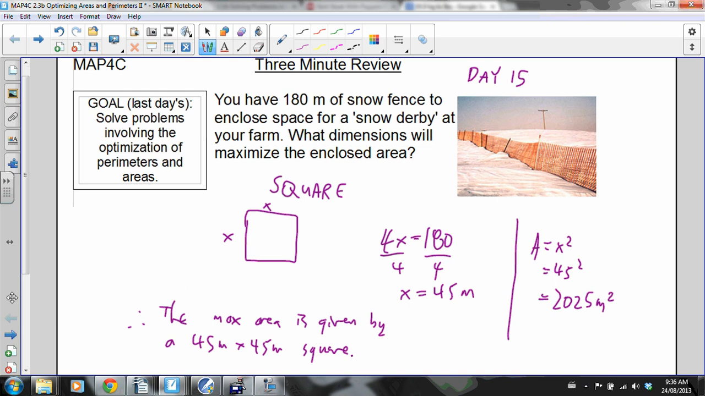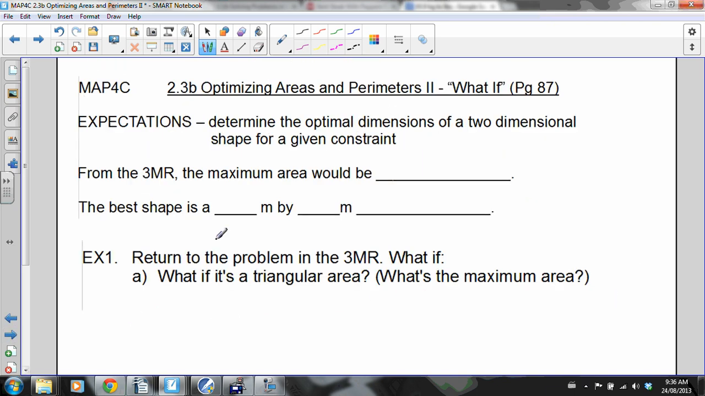That's it for the 3-minute review. Today's lesson is answering these what if questions. What if it's a triangle? What if it's a circle? What if we only had to enclose 3 sides? Those are the questions we're answering today. Same expectations as yesterday, but from the 3-minute review, the maximum area would be a square. The best shape is a 45 meter by 45 meter square.